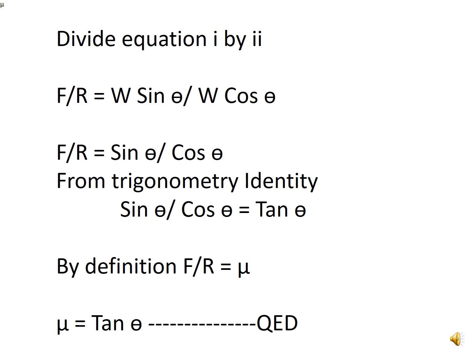From trig identity, sine over cos will give you tan, and by definition, force over normal reaction is defined as the coefficient of static friction. To that end, we then have mu as tan theta, that is, coefficient of static friction as tan theta.